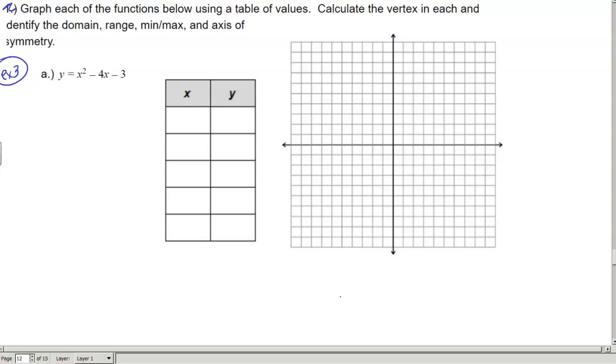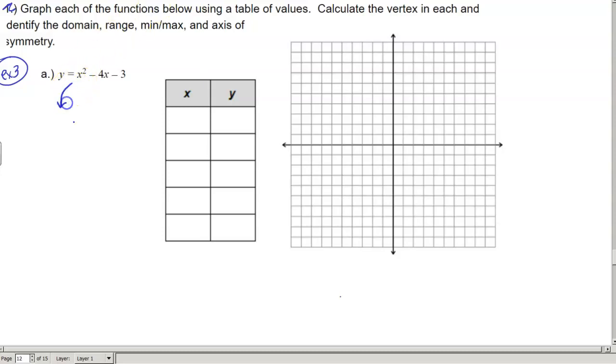All right, so now we're going to graph a quadratic equation that has all the parameters in it. So example 3, we're going to graph y equals x squared minus 4x minus 3. And we're going to use a table of values, but before that, we're going to calculate the axis of symmetry and the vertex. That's the first part of this.